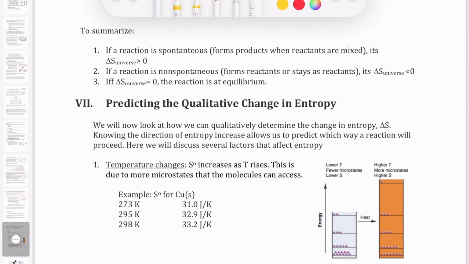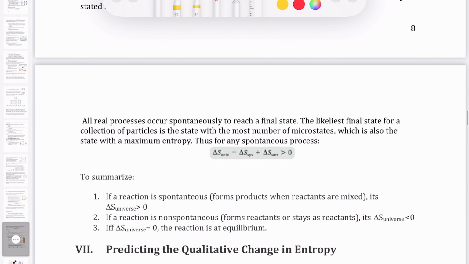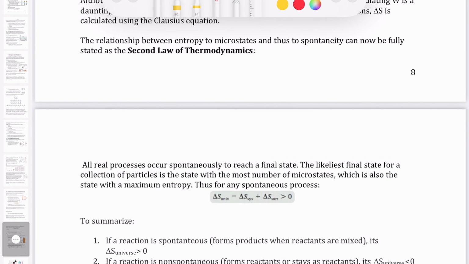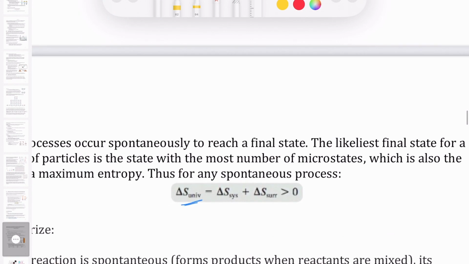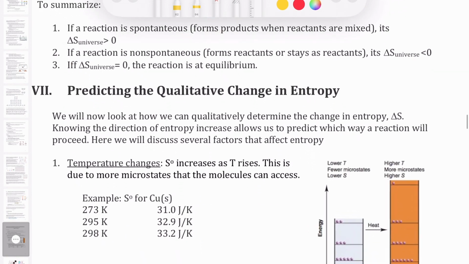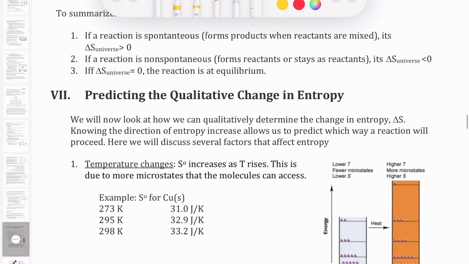So again, the idea that I want to remind you is that the second law of thermodynamics tells us that for any process to be spontaneous, we want our delta S of the universe to be positive. Okay, all right. So let's take a look at some of the changes that we typically see in chemical reactions and want to see which ones is going to give us a positive entropy change.